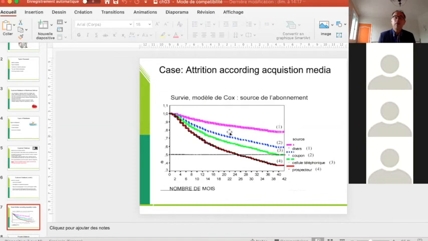That is why it's also interesting information to see which medium has been used to acquire the customers, because in this way you can then predict in your customer lifetime value model the survival probability or the attrition probability, and you can see then which are the best customers. And so the best customers are those who come on their own. The worst customers are those who are recruited by telephone or physical acquisition.